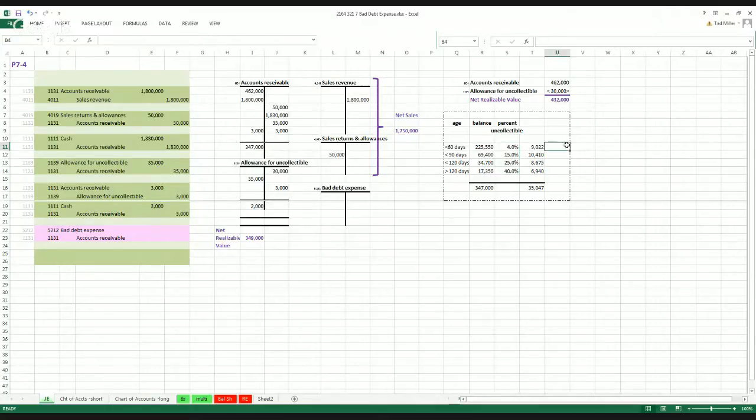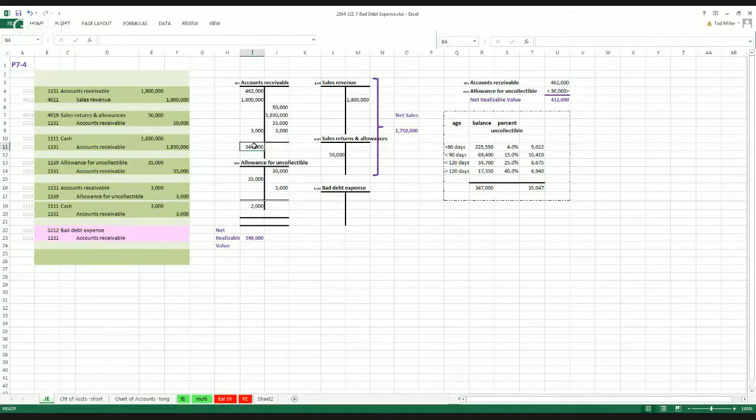So now I multiply 4% times 225,000 and I get 9,000. I multiply 15% times 69,400 and I get 10,410. 25% of 34,700 and 40% of 17,350. And so I'm saying I need a balance in my allowance account of $35,047.